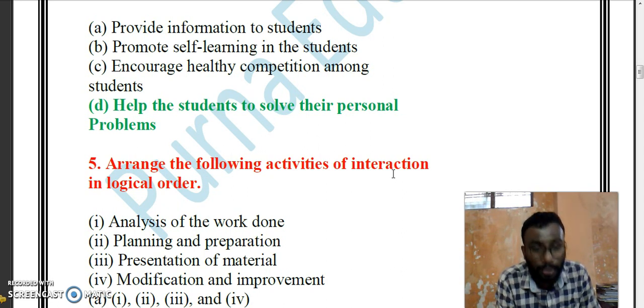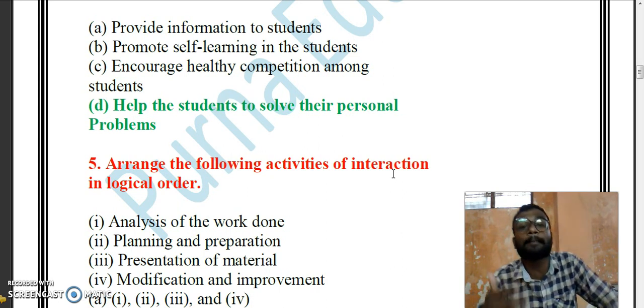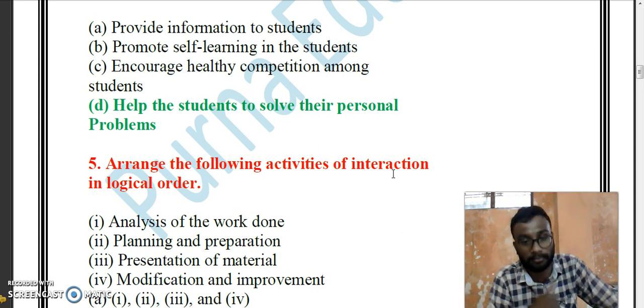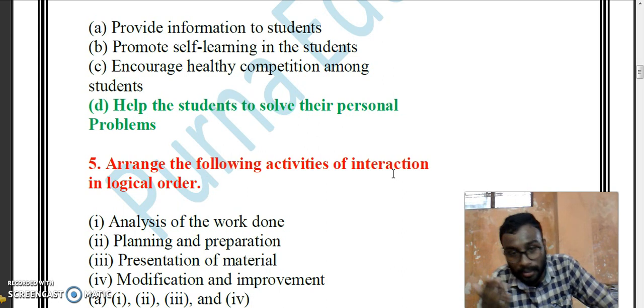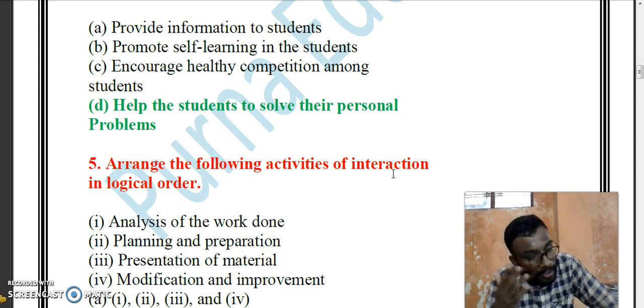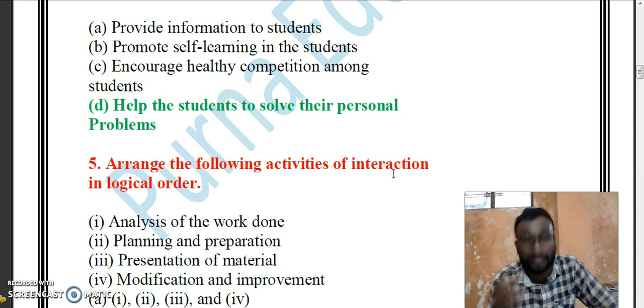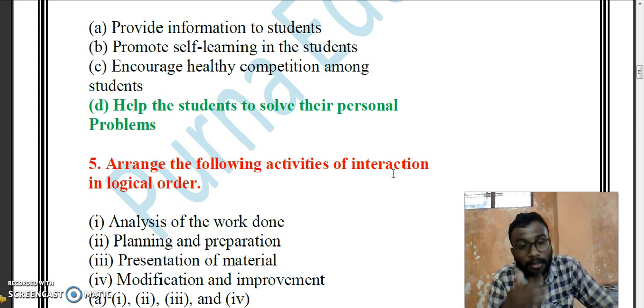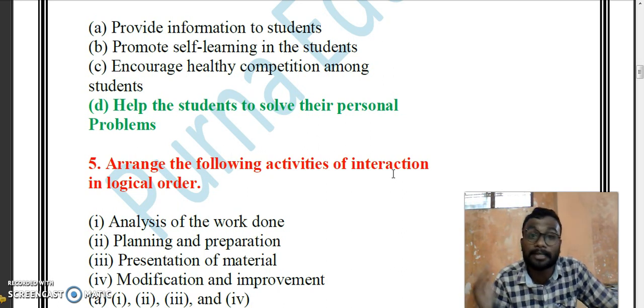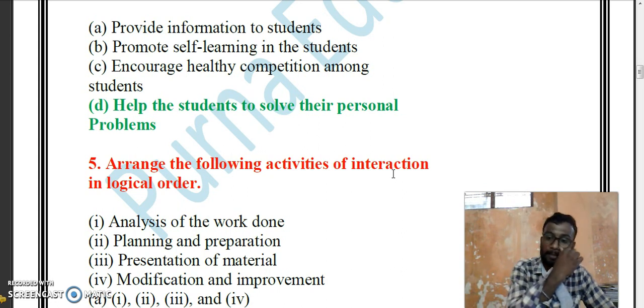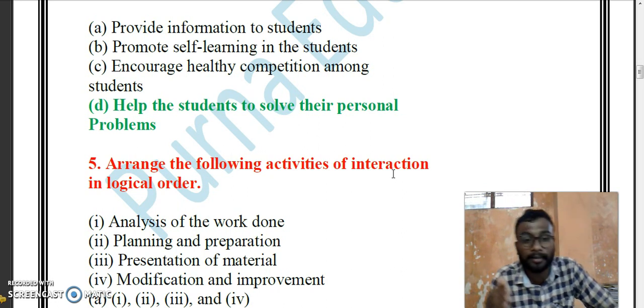The sequence should be, first of all, planning and preparation. In the planning we decide what we are doing, how we are doing, why we are doing, all these things. Once the planning and preparation is done, then presentation of material should be given.